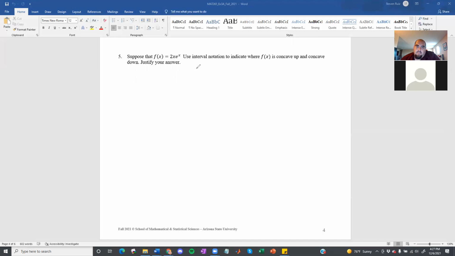So for this one, you have to use the product rule, right? So it's 2 times e to the x, and then plus 2x e to the x. Okay. And since we're looking at concavity, we also have to take the derivative again. Yeah, you have to. So then you'd have 2e to the x plus 2e to the x, and then plus 2x e to the x. Yep.